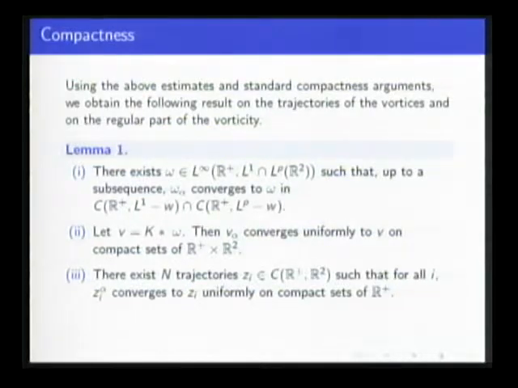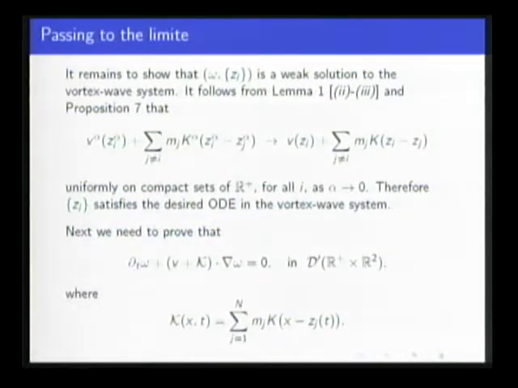So we are able to show that there exists an omega and trajectories Zi's such that omega alpha t converges weakly in LP to omega. We have that V alpha, our velocity, converges uniformly to V on compact sets, and our trajectories, Zi alphas, converge to Zi uniformly on compact sets. With this compactness result in hand, we are able to prove our theorem. So we just need to pass to the limit now.